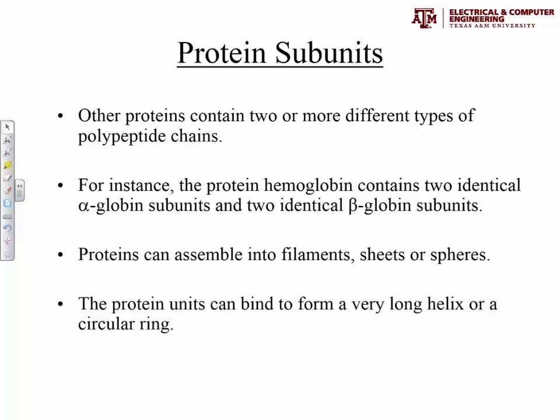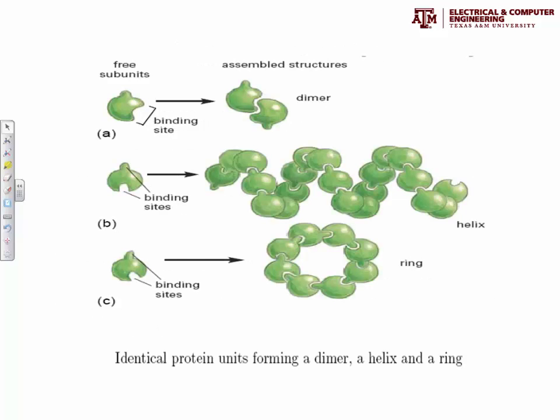So last time I was mentioning that units can bind to form a very long helix or a circular ring. On the next slide, I have a picture of that. You have a bunch of protein subunits. If two of them pair together, that forms a dimer, right? In another example, you have units that are linked end to end, and they're forming a helix. In yet another example, starting from this kind of protein unit, you can get these units to bind to each other and form a ring. And there are many other possibilities too.